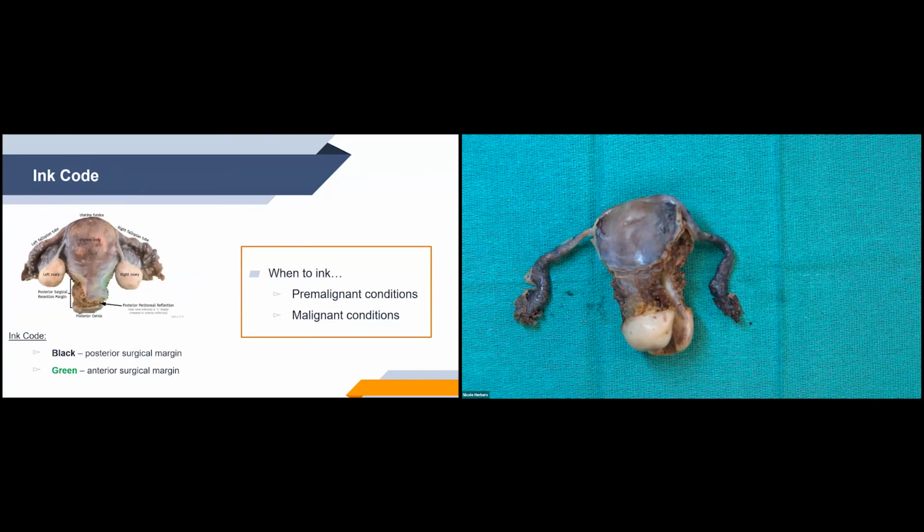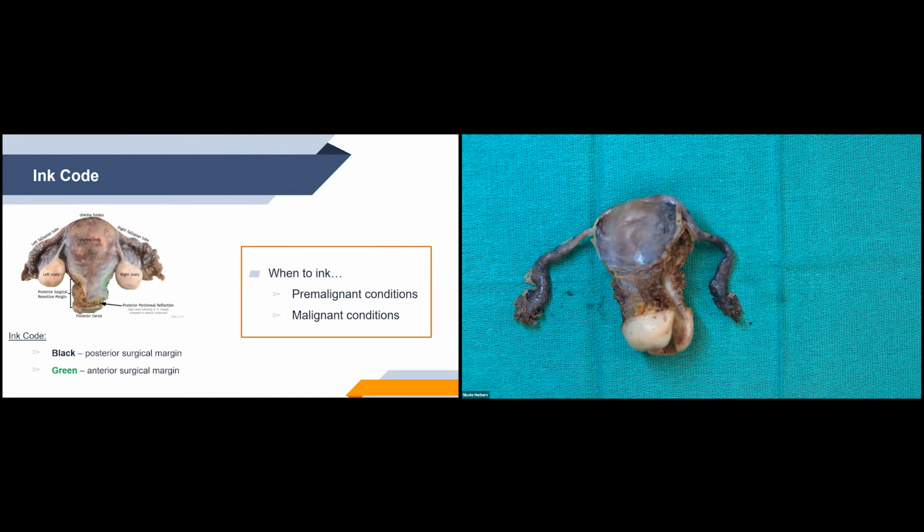And then our ink code. At our institution, we only ink typically for pre-malignant conditions or malignant conditions. Because this one is a benign hysterectomy specimen, we did not ink our resection margins. Our resection margins would be inked if it were out for one of these conditions.